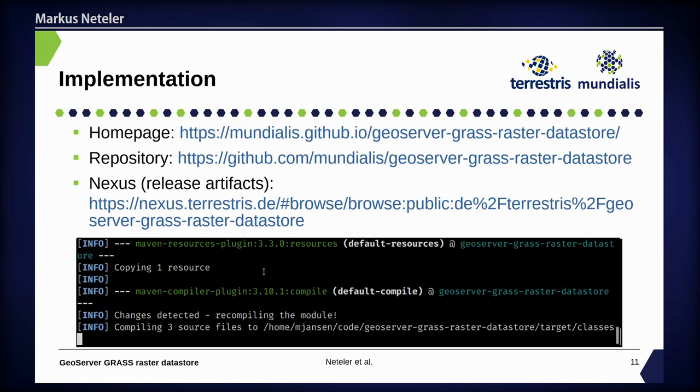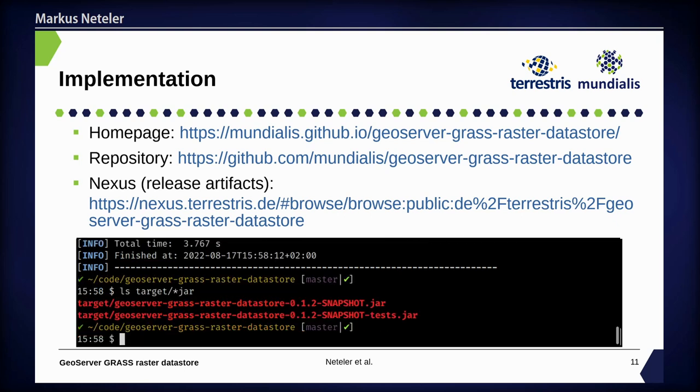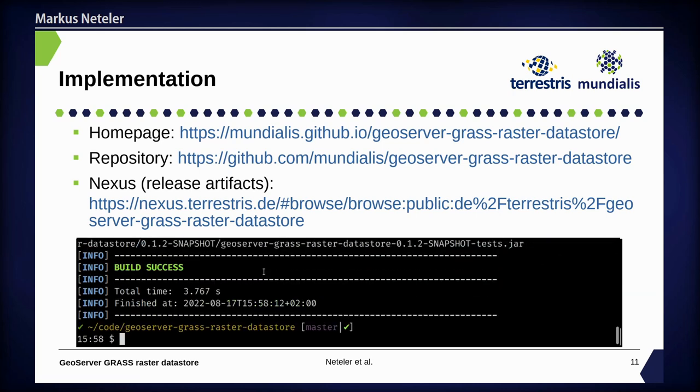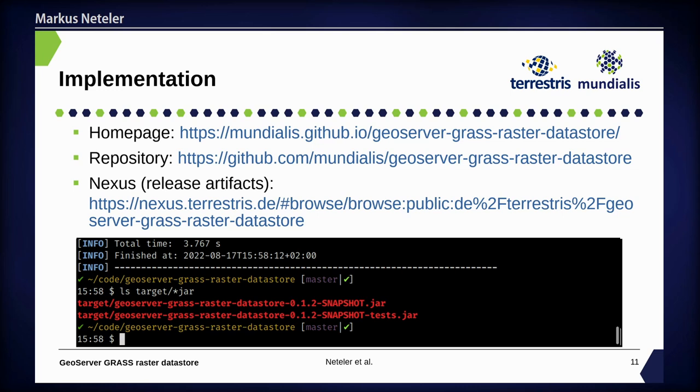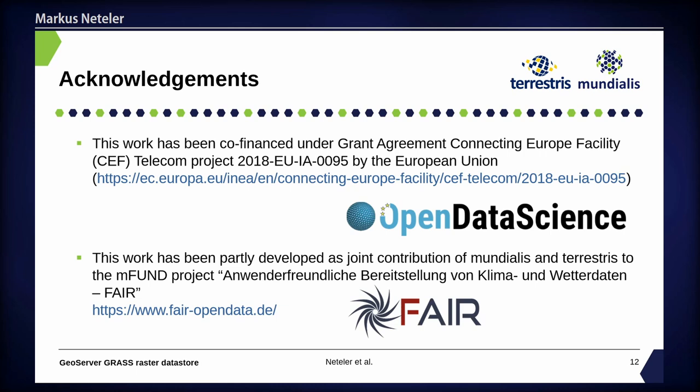So where's the stuff? Homepage is on GitHub, the repository as well, and then we release occasionally on our Nexus server the artifact, so it's pretty easy to set it up, basically 2 commands. You will see Maven clean, Maven install, and then you have 2 files which come out of this. You see here the 2 files, and those you copy along with the GDAL jar into the right directory of GeoServer, and you are set. Start the GeoServer and that's it. Pretty easy nowadays, I would say.